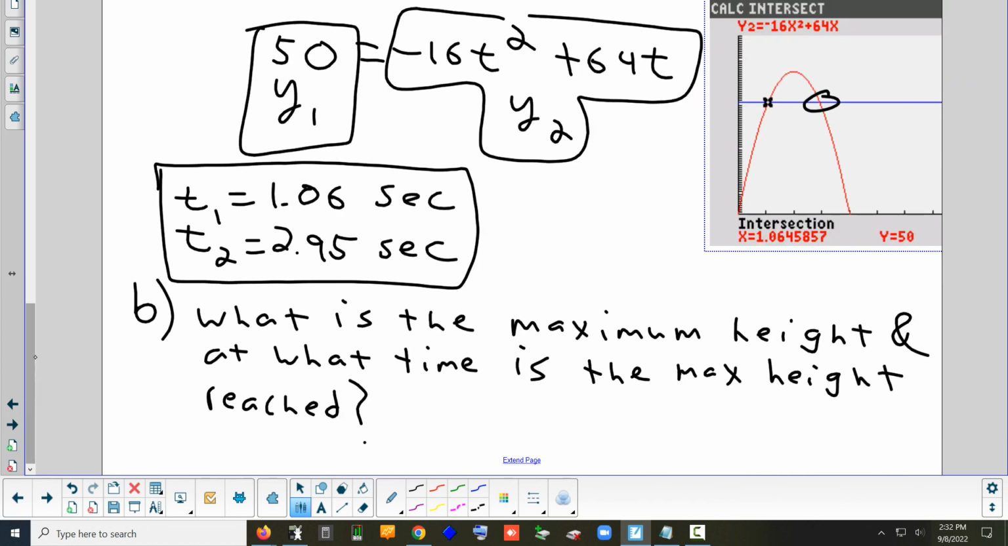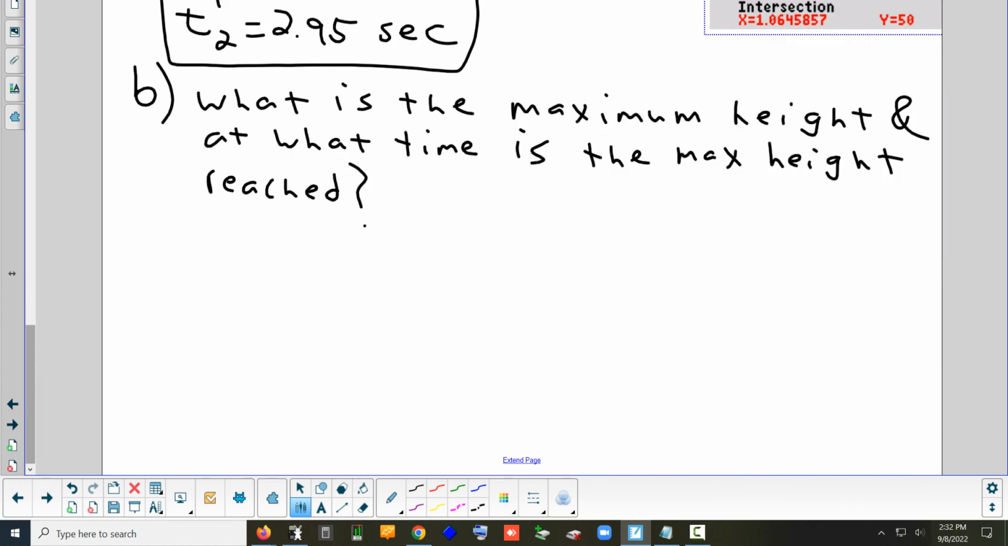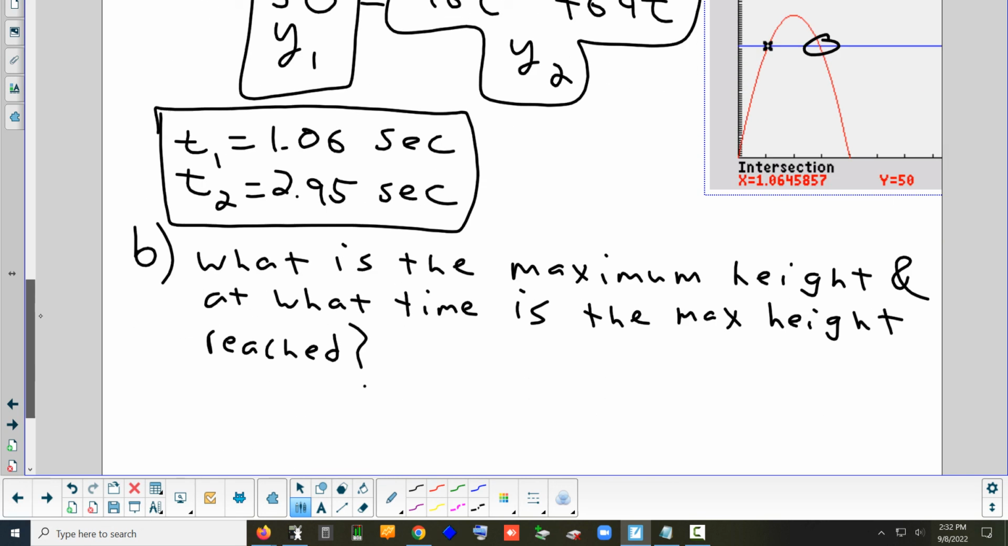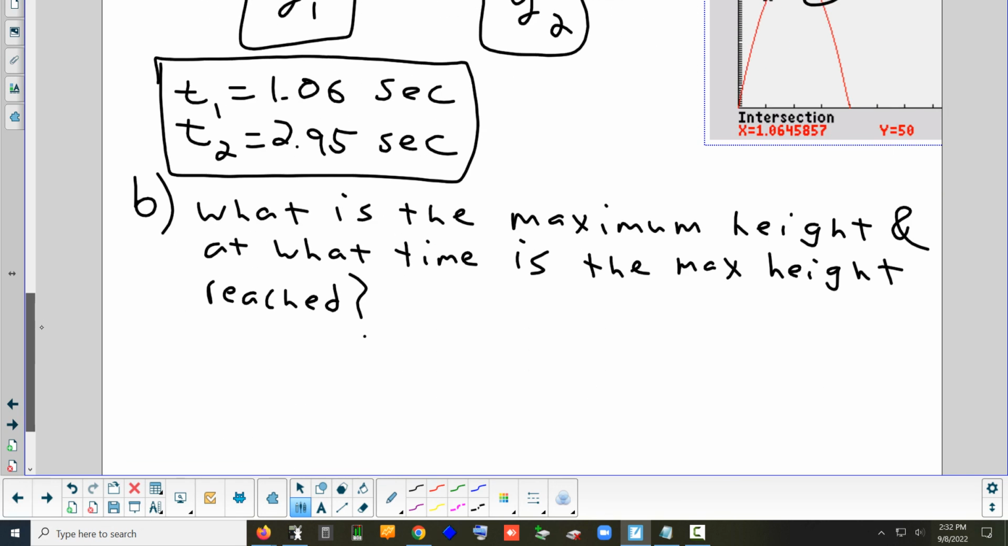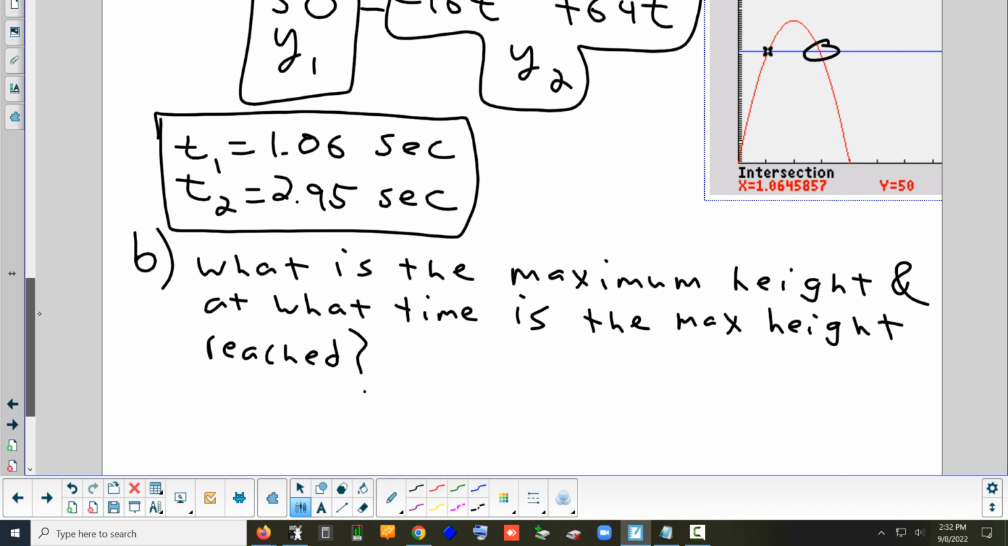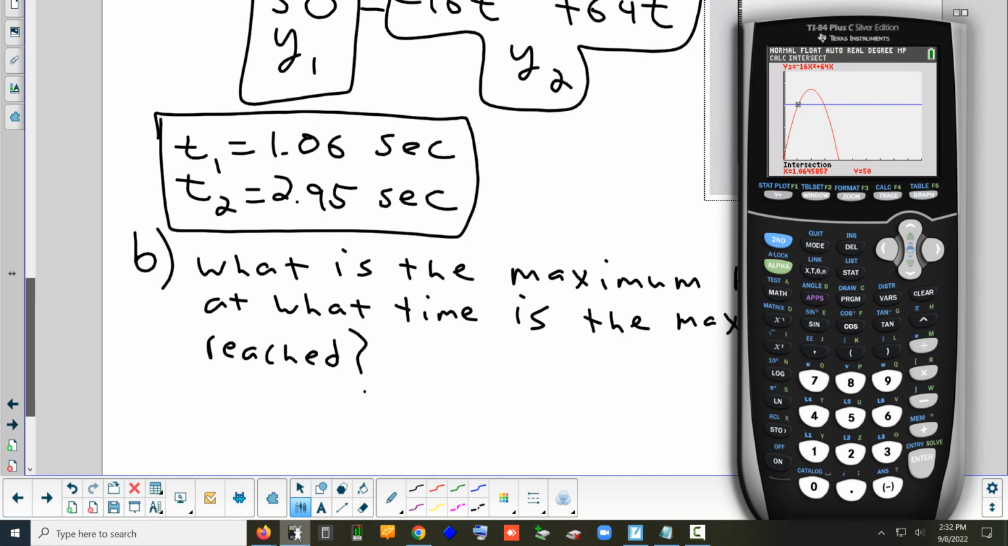So the last question is, what is the maximum height and when do you hit it? Well, let's go back here. The maximum is something you can calculate. So let's press second calculator. Which option here do you think would tell me the maximum? Alright, the one that says maximum. So let's do option 4, which is maximum.